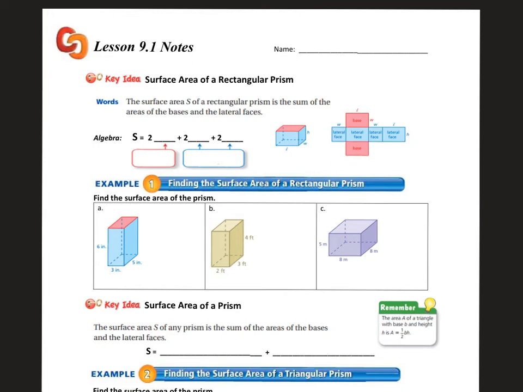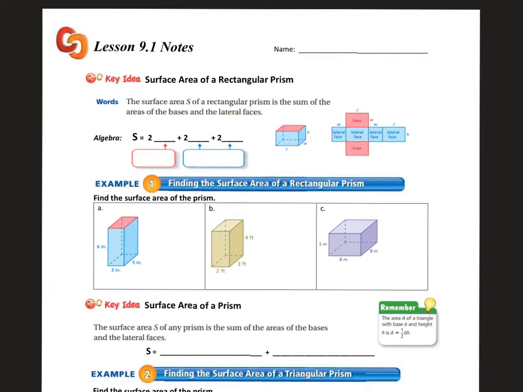Good morning, Math 7. Today we are going to start the next chapter and focus on lesson 9.1. Chapter 9 is on surface area and volume, and section 9.1 specifically looks at surface area of prisms. So today we are going to talk about the surface area of prisms.